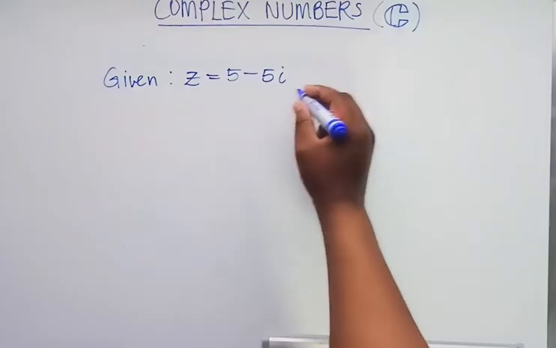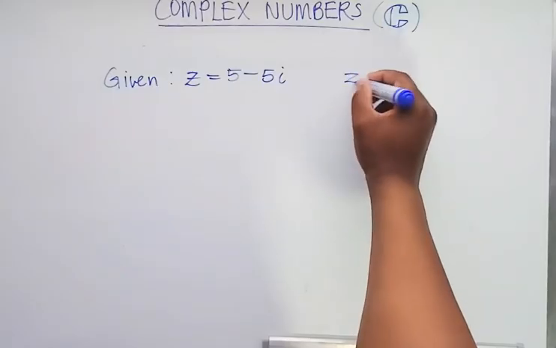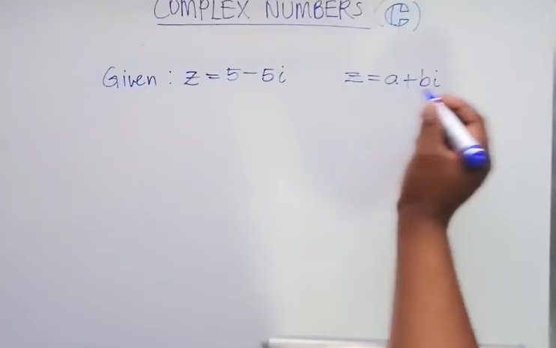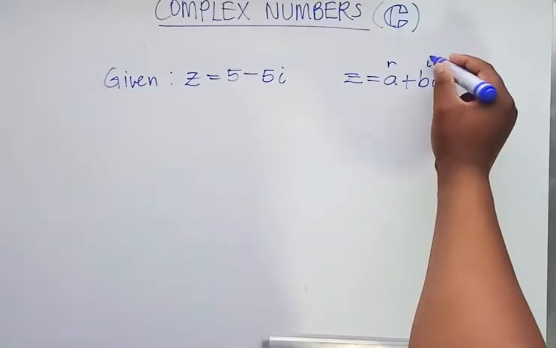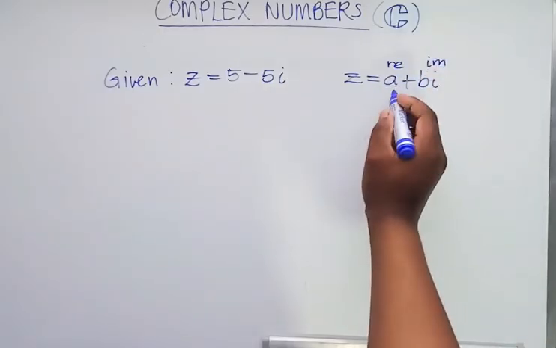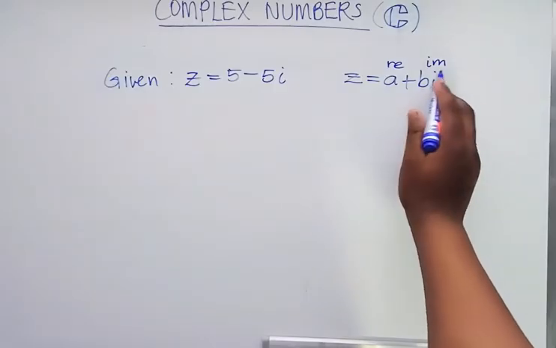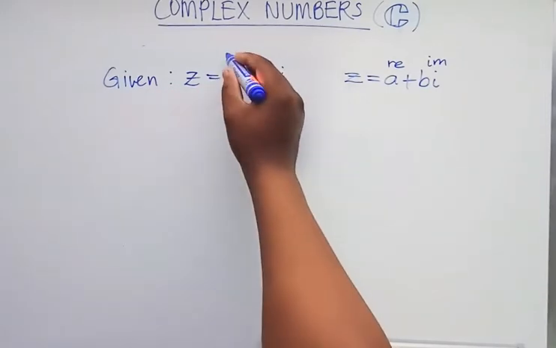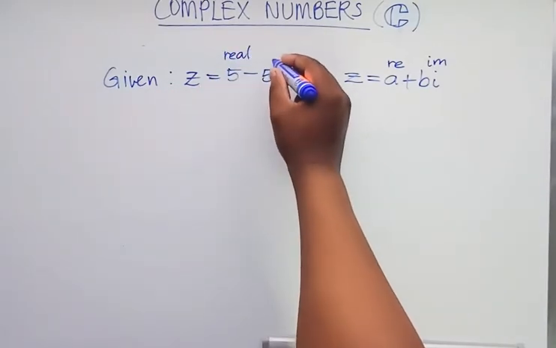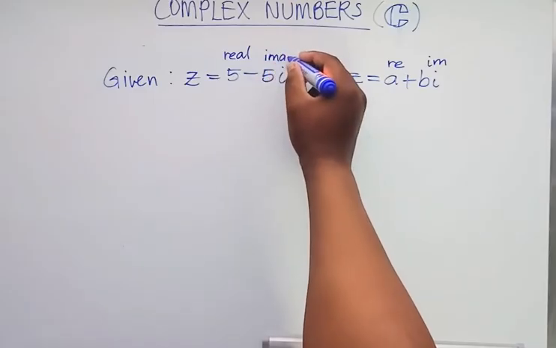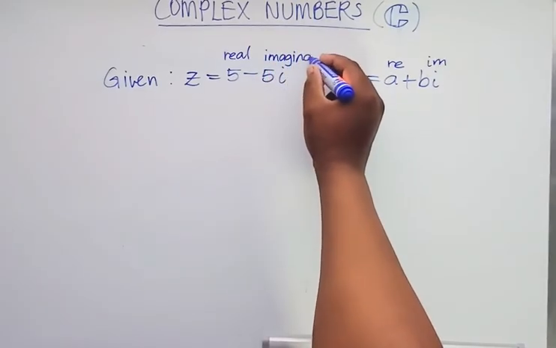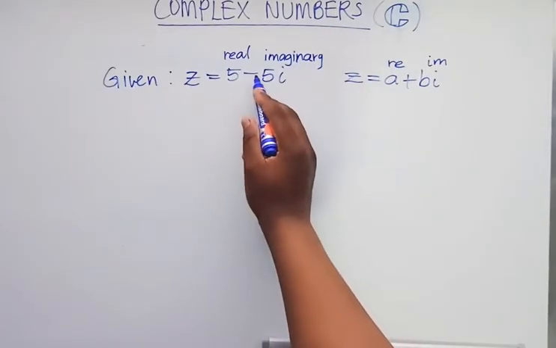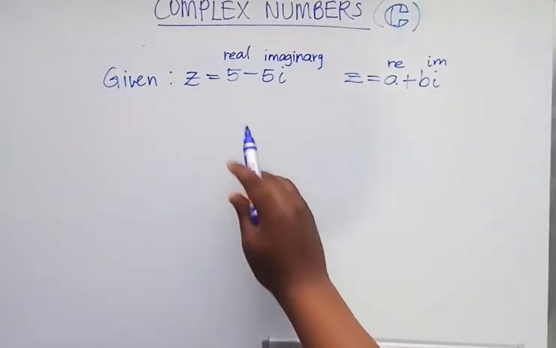Remember we said for your rectangular form, typically you would have z equals a plus bi. We also said this is the real part, the a, and the b represents the imaginary part. So if you are given this complex number, before you even answer the question, you say this is the real part and this is the imaginary part. And remember, the imaginary part is not the 5, it's the negative 5.